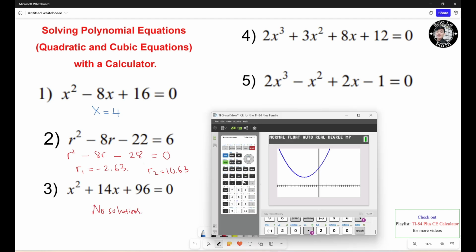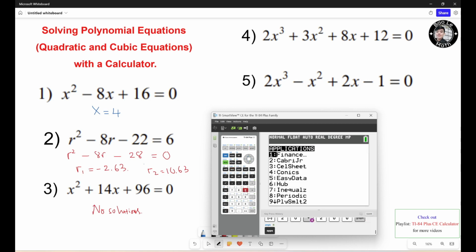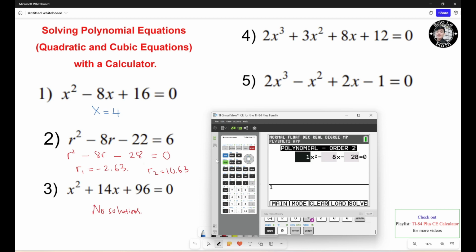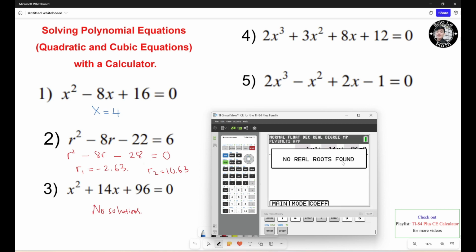Now we're going to use the second method to check to see if it's right. Hit apps, number 9, number 1, hit graph. Now the s squared is going to be 1. Now this is 14, plus 14, plus 96. Hit solve, which means graph. No real roots found. You see that? It's going to be no solution.